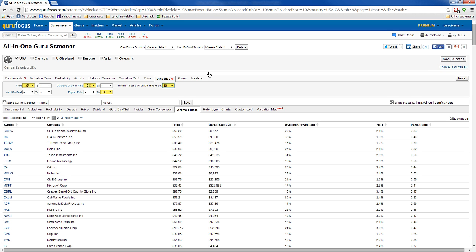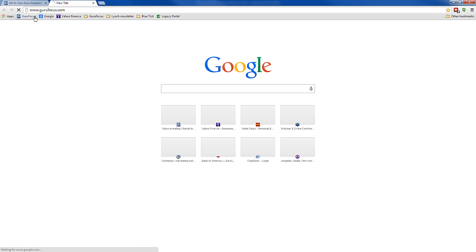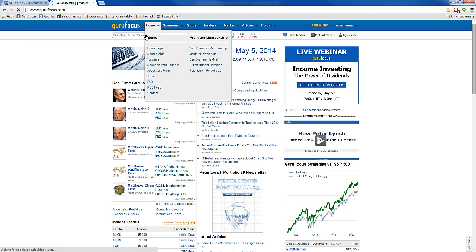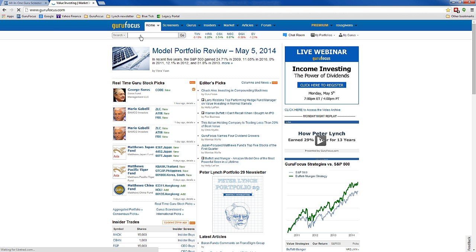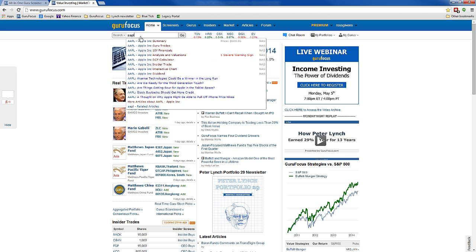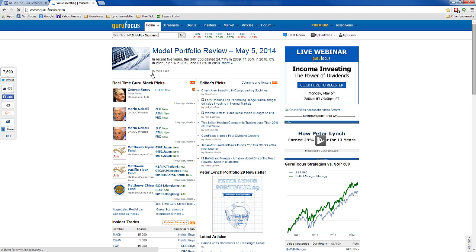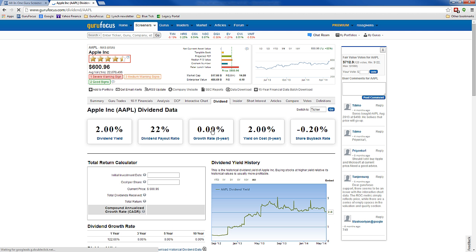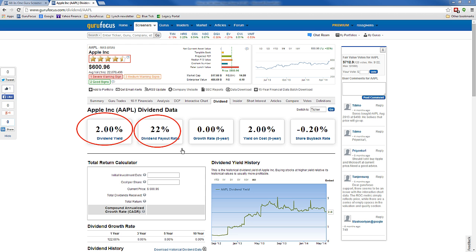So to give you an example, Apple just started paying a dividend. And if we look at Apple, we'll get some specs on this stock and what their yield is. Now, they just pushed $600 a share today. So they're yielding about 2%, right? About in line with the S&P 500. But their payout ratio is very low. I mean, it's only taking 22% of net income to cover that.